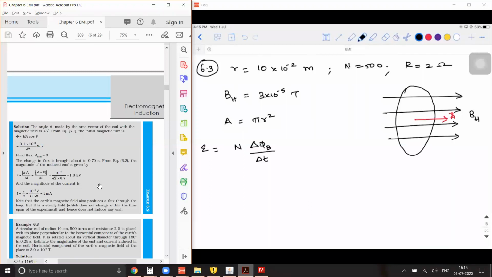So this is a problem where we ask what is changed. Every problem you need to check this. What is kept constant? The magnetic field is constant. The area of the coil is constant, but theta is changed. So this is a place where the orientation of the coil is changed.